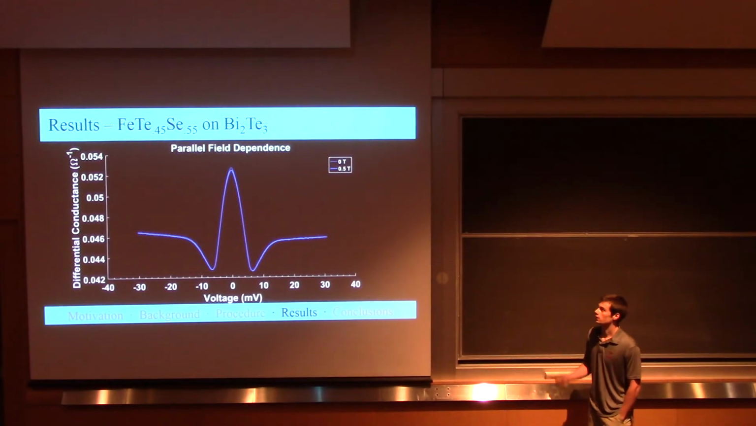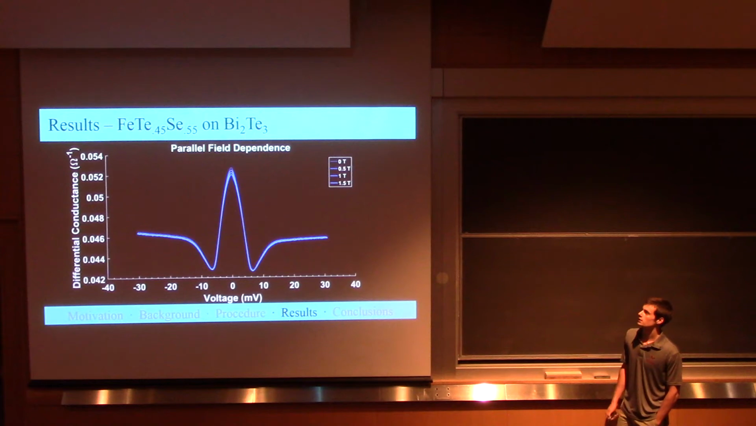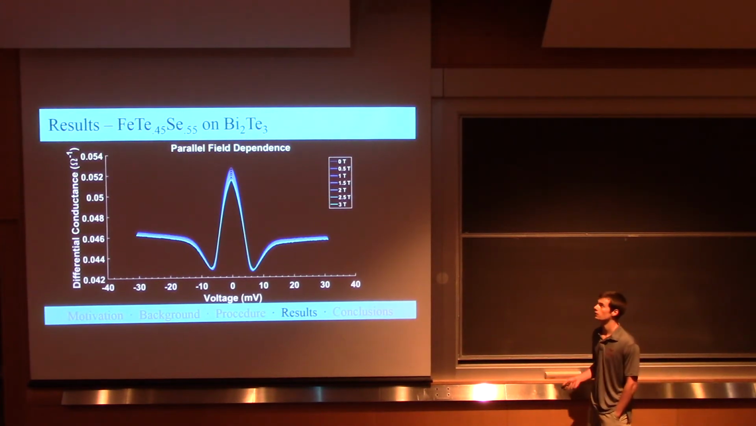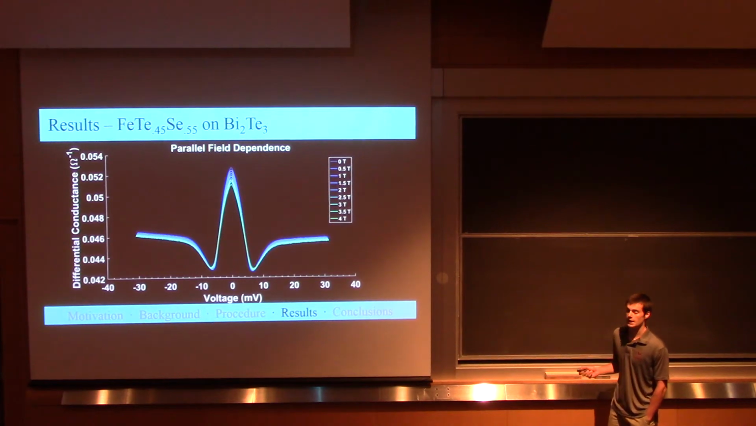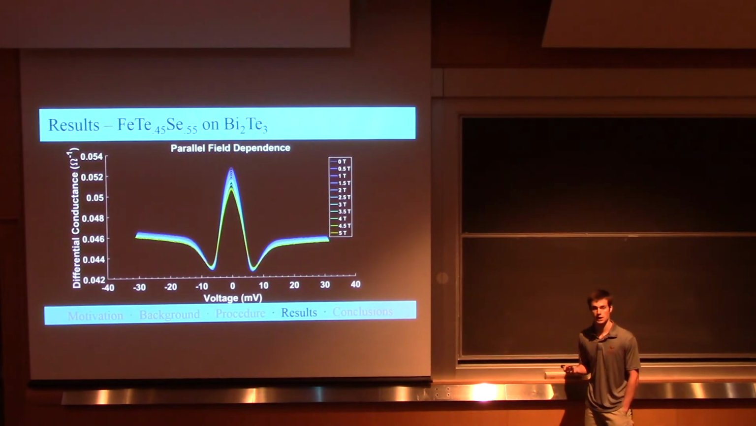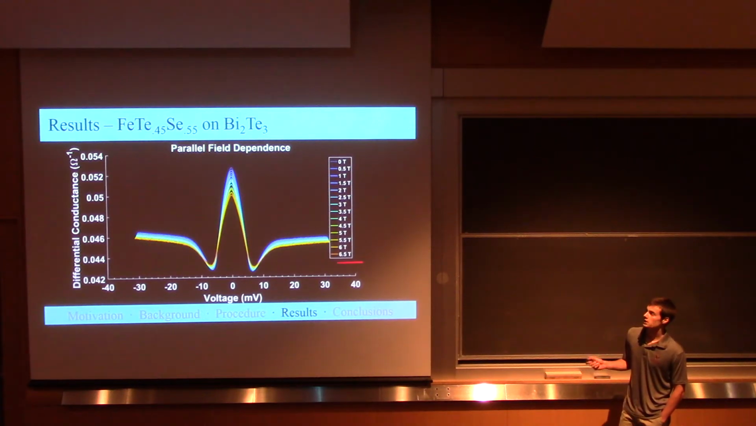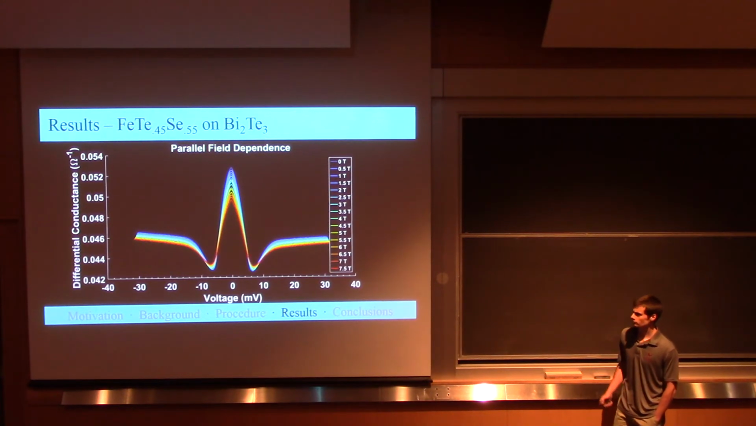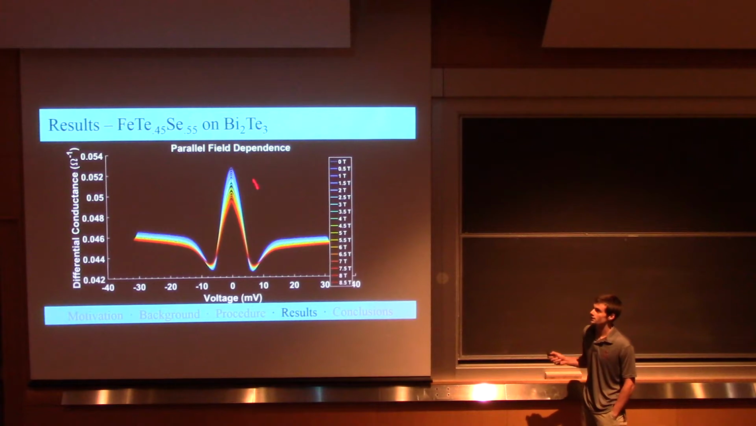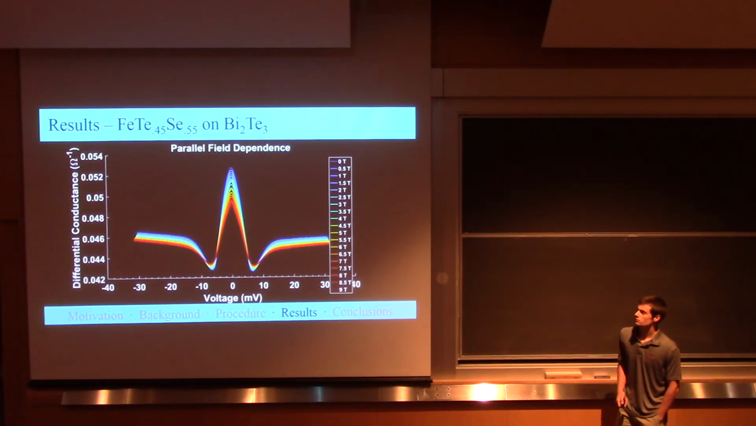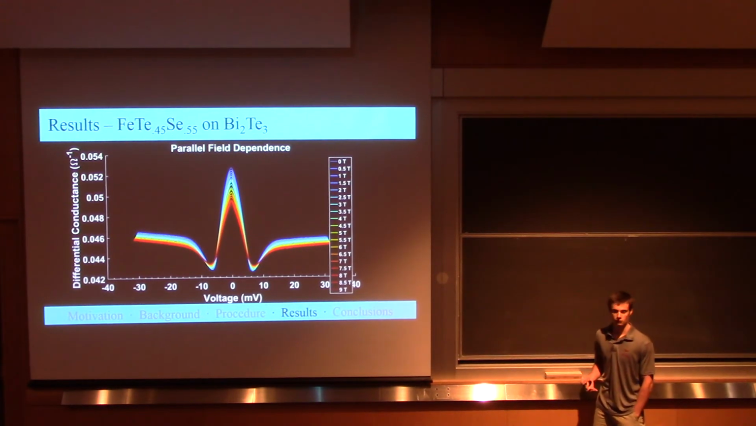So we took this data, and what we see is a very slight suppression of the peak, but not a significant amount. And we take data all the way up to 9 Tesla, which is about 200,000 times the strength of the Earth's magnetic field. So by this point, the peak should be completely suppressed. But all we see is a very slight suppression. So we were still unsure of what we're looking at.